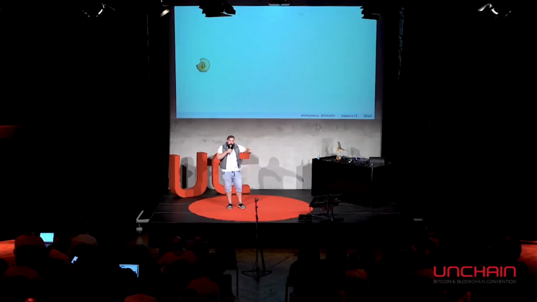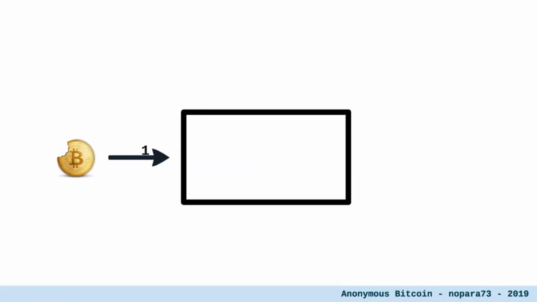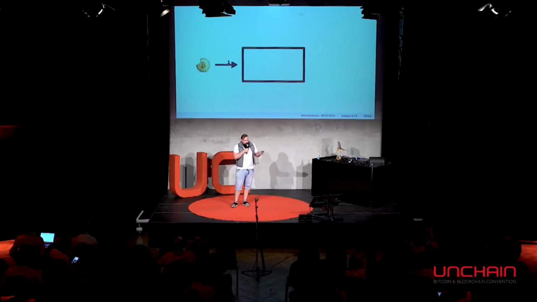Bitcoin transaction. You get one Bitcoin from someone. Okay, here is your Bitcoin. You want to send it. Then you put that Bitcoin into a transaction. This is how we show a transaction. This is how we draw a transaction. So you have a one Bitcoin input into the transaction.